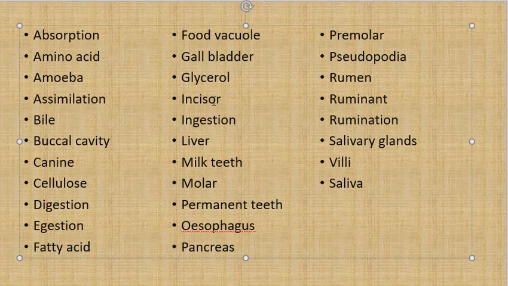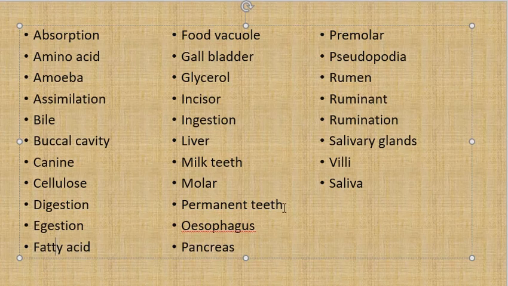And then incisor is a type of teeth that helps us in biting. Liver is the biggest gland. Milk teeth are what you have when you are a kid between age 2 and 8, and then they fall off. Molar is a type of teeth that helps in grinding. Permanent teeth are what you get after the age of 6, 7, 8, and they remain mostly permanent throughout life. But when you are 60 or 70 years old, slowly one by one, teeth may fall off as you age.